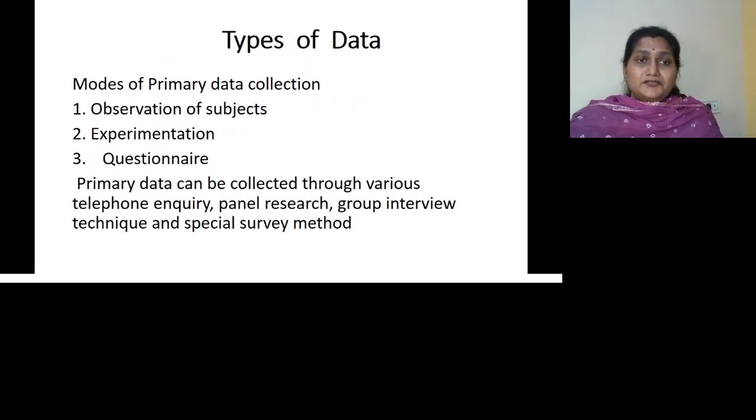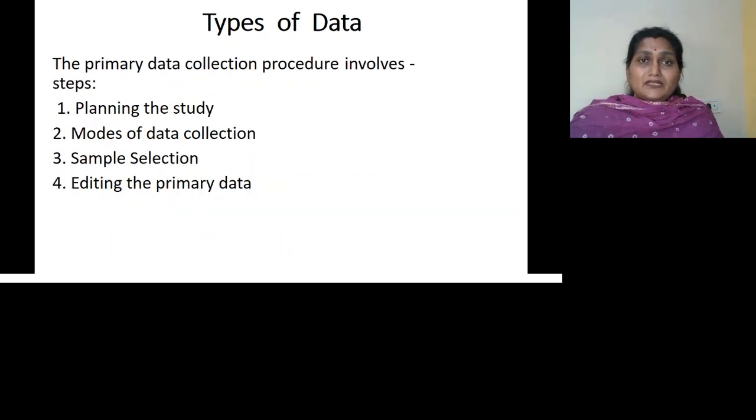Next, we are going into the modes of primary data collection. One, we are having observation of subjects, 2, experimentation, and 3, questionnaire. So primary data can be collected through any of these methods.